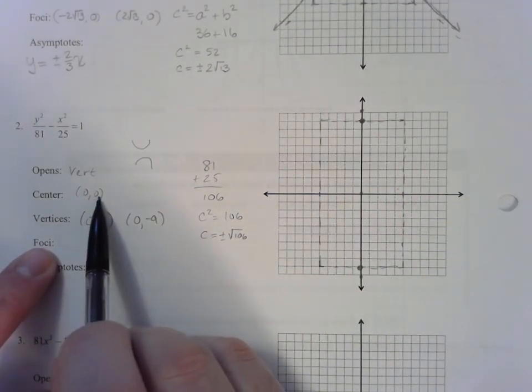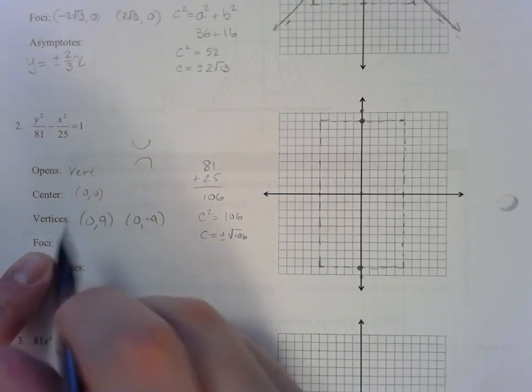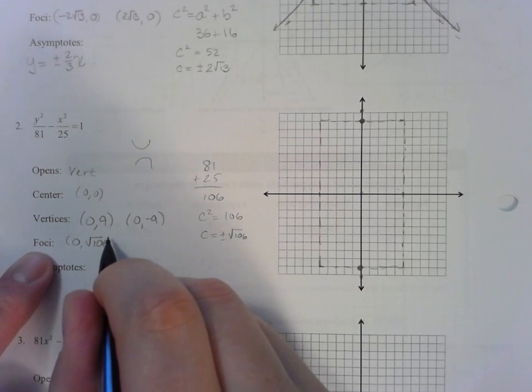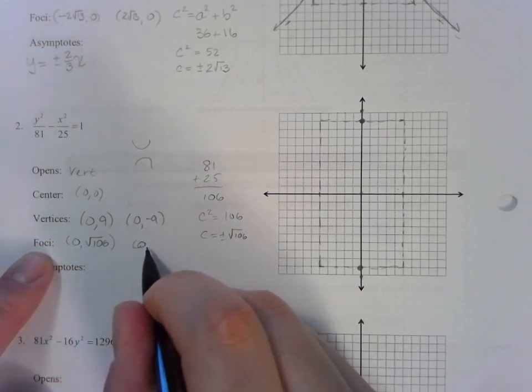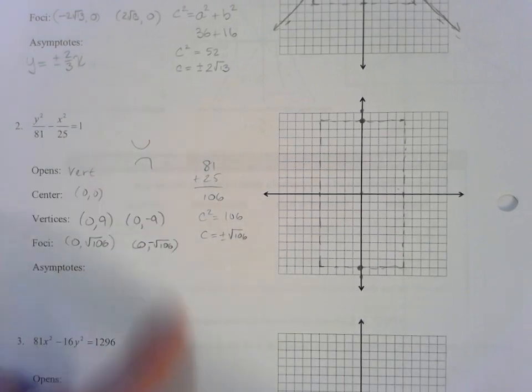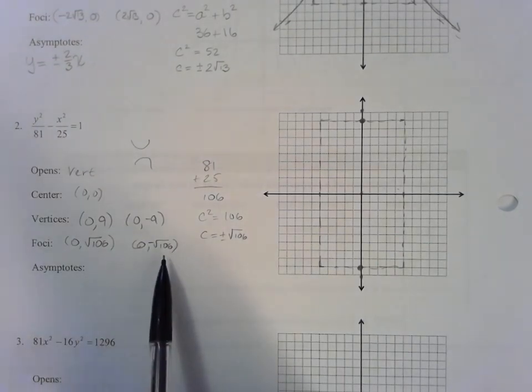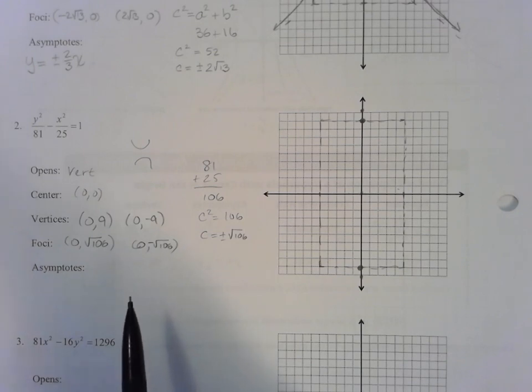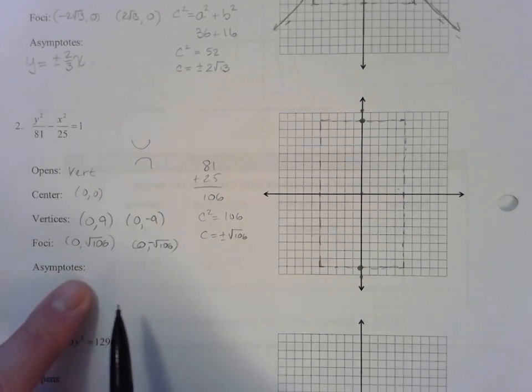So we're going to add the square root of 106 to the y-coordinate of your center. So I think that's not reducible as well. 106 is 53 times 2. 53 doesn't divide.